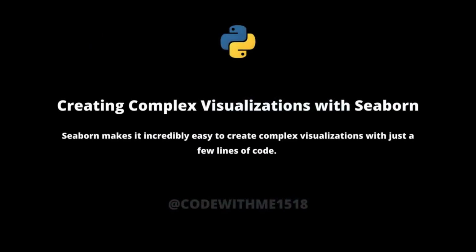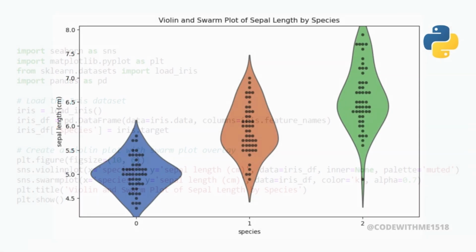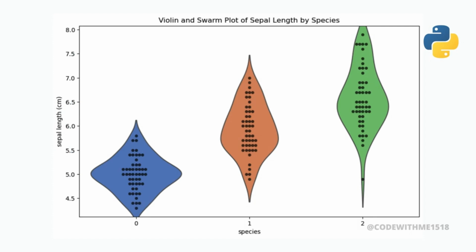Seaborn makes it incredibly easy to create complex visualizations with just a few lines of code. Let's start by exploring a violin plot combined with a swarm plot to visualize the distribution of data across categories. In just a few lines, we combined a violin plot with a swarm plot, giving us a detailed view of the distribution and individual data points. Seaborn's power lies in its simplicity and elegance.